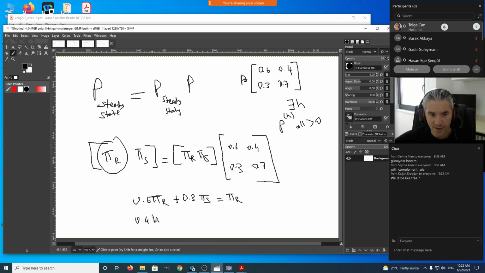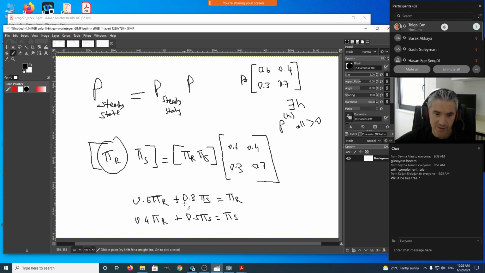0.4 pi r plus, oh no, multiply, yeah, so let me, and 0.7 pi s should give you pi s. So it seems I have two equations, two unknowns, a system of linear equations. It seems I can solve this, but actually there are infinitely many solutions. If you try to solve this, you're going to see that they are linearly dependent on each other.